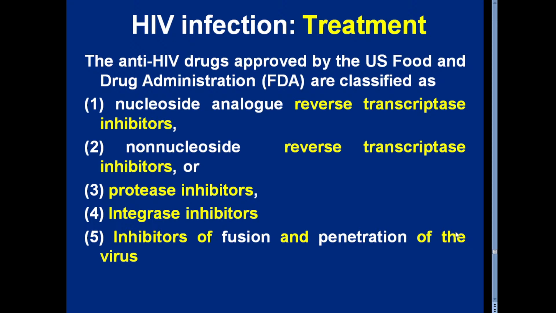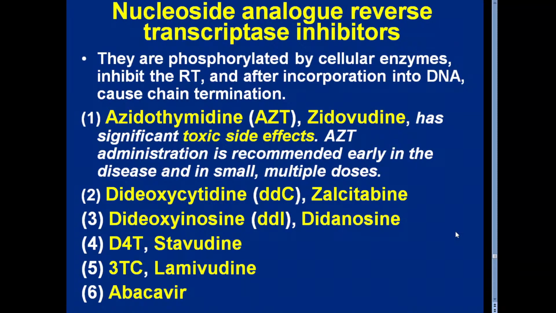That's why anti-HIV drugs are classified into nucleoside analog reverse transcriptase inhibitors, non-nucleoside reverse transcriptase inhibitors, protease inhibitors, integrase inhibitors, and inhibitors of fusion and penetration of the viruses. Nucleoside analog reverse transcriptase inhibitors are phosphorylated by cellular enzymes, inhibit the reverse transcriptase, and after incorporation into DNA cause chain termination.